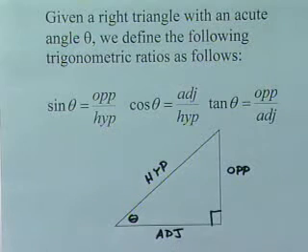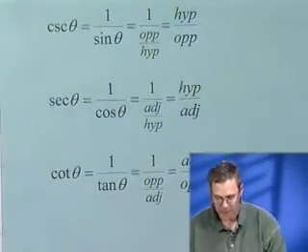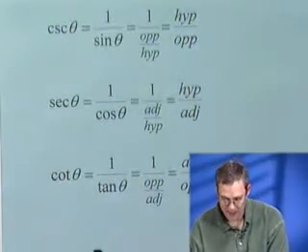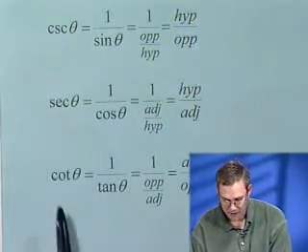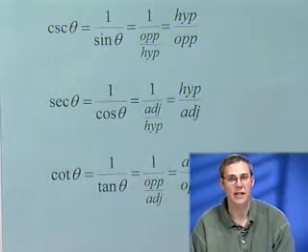Okay, so what we want to do now is define the next three. The next three are going to be cosecant, which we'll abbreviate CSC, secant, and cotangent. Now, all these are is reciprocals of sine, cosine, and tangent.